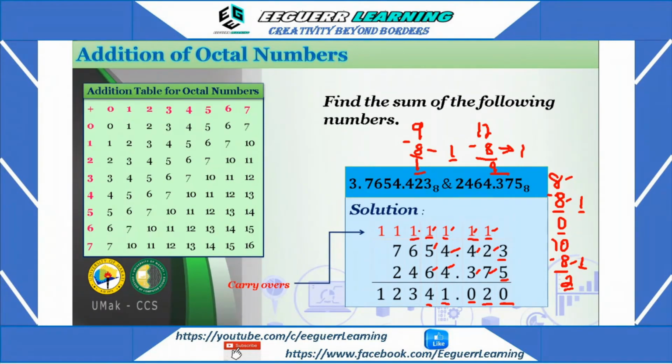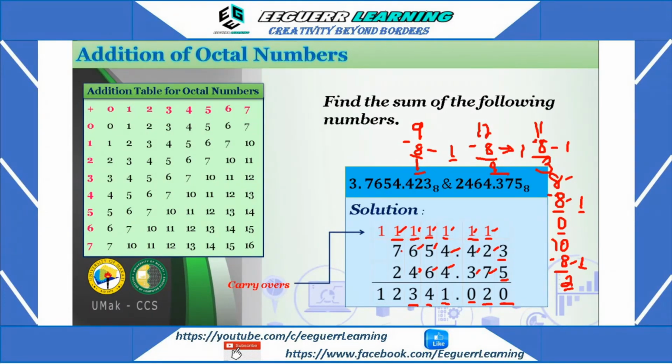And continue adding. 1 plus 6 plus 4 is 11. So 11 minus 8 is 3. So we have 3. We place 3 here, and we have 1 whole cycle of 8 represented as 1 and will be carried here as 1, and continue adding.